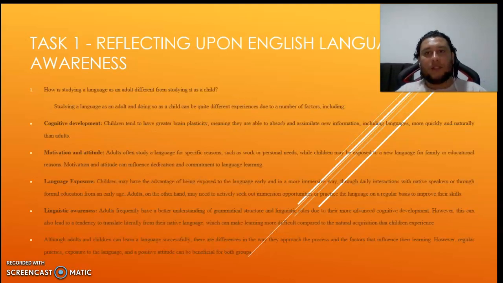In this case, how is studying a language as an adult different from studying when you are a child? So in this case, studying a language as an adult and doing so as a child can be quite different experiences due to a number of factors, including cognitive development, motivation and attitude, language, and linguistic awareness.